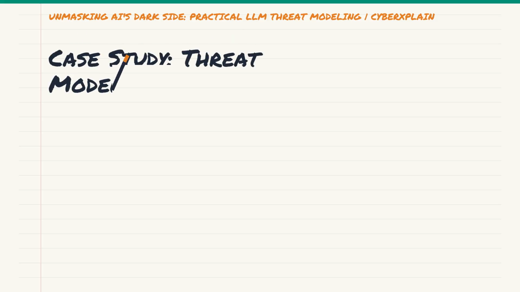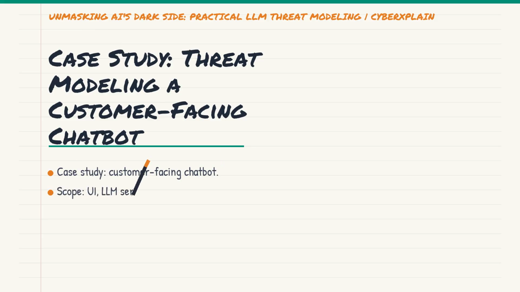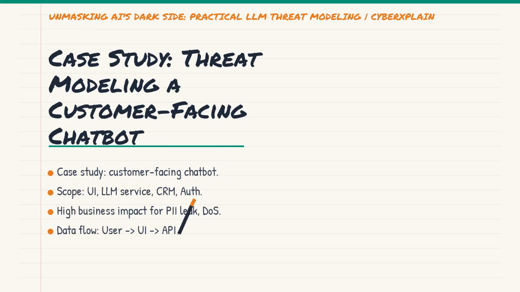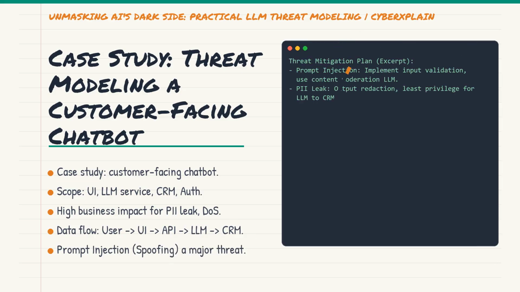Let's put this all into practice with a quick case study, a customer-facing chatbot. Imagine this bot helps users with account queries and occasionally accesses their personal info. Using PASTA, we'd start by defining the scope: UI, LLM service, CRM API, auth service. Business impact: high for PII leak, medium for DOS. Decomposition would show data flowing from user, UI, API gateway, LLM, CRM.